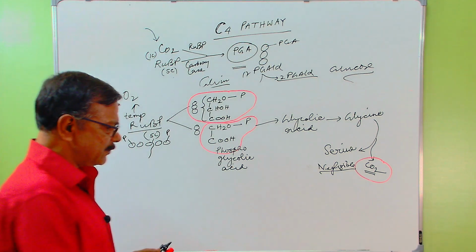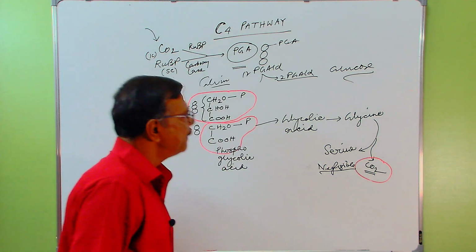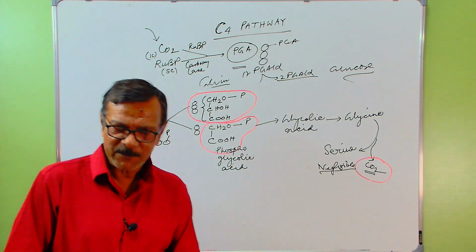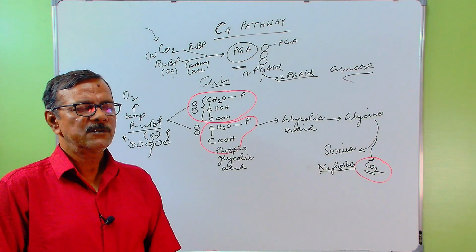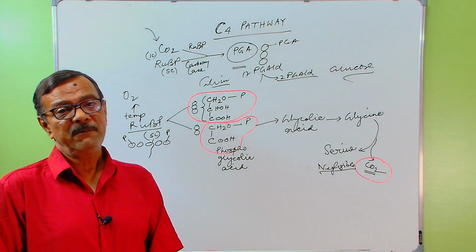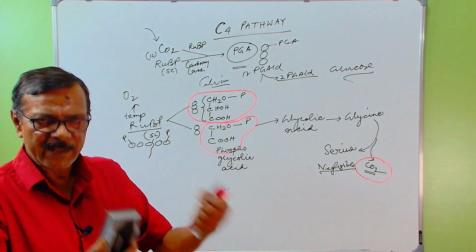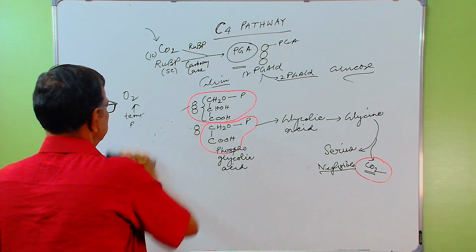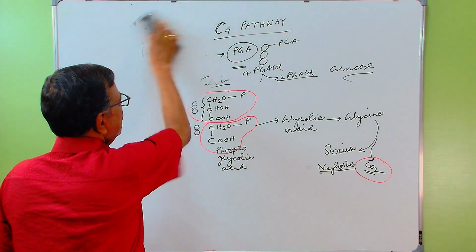C4 pathway is also known as beta carboxylation pathway, and it is also known as cooperative photosynthesis. We'll come to that later. Now, we'll start with the C4 pathway.